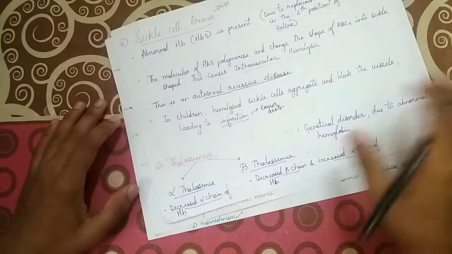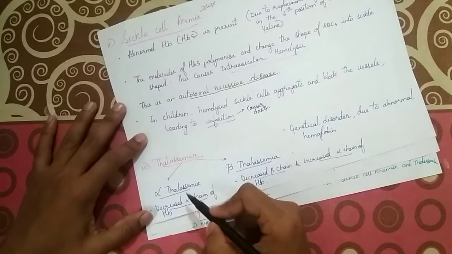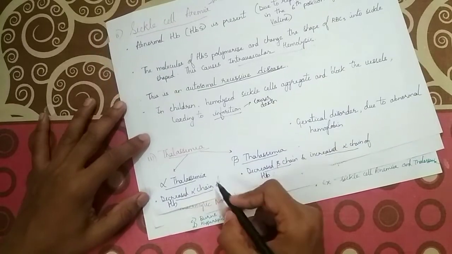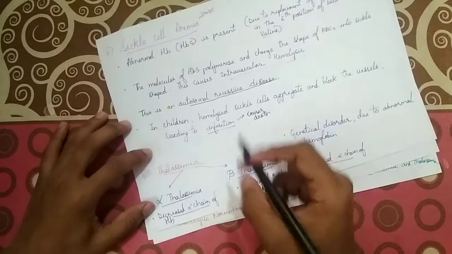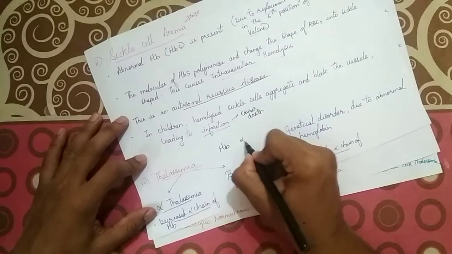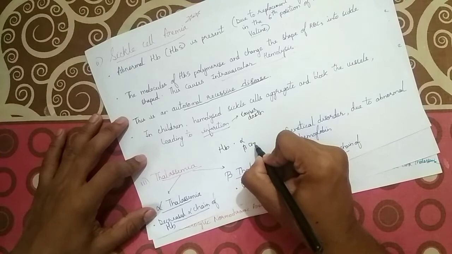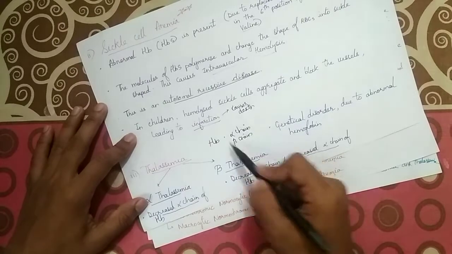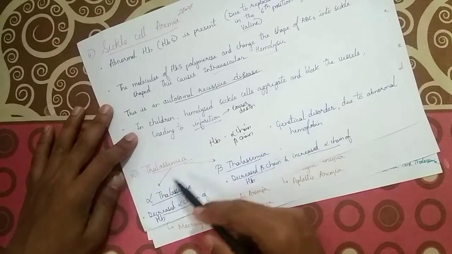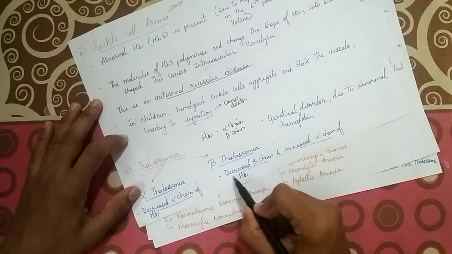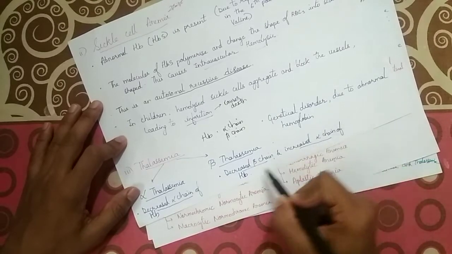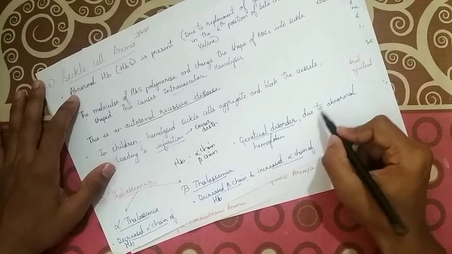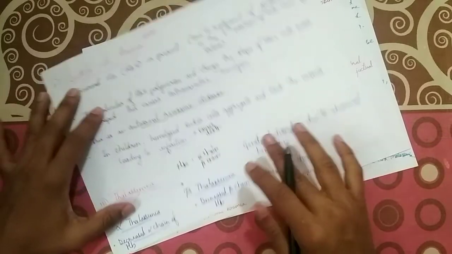Now talking about the next common anemia, it's thalassemia. As I told before, it can be divided into alpha and beta thalassemia. In alpha thalassemia, there is decreased alpha chain of HB. You may know that HB contains alpha and beta chains in the normal adults. Due to the decreased production of these alpha and beta chains, it causes this kind of thalassemia. In beta thalassemia, there is decreased beta chain and increased alpha chain of HB. It is mainly a genetic disorder and it is due to the abnormal production of hemoglobin.